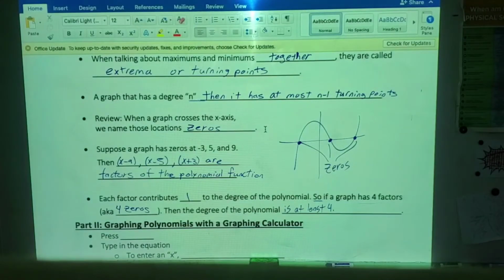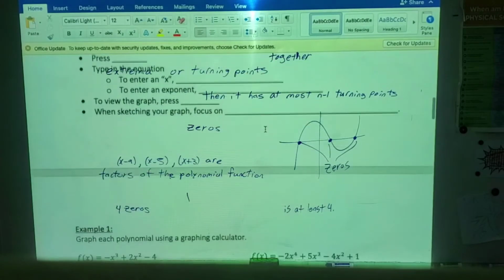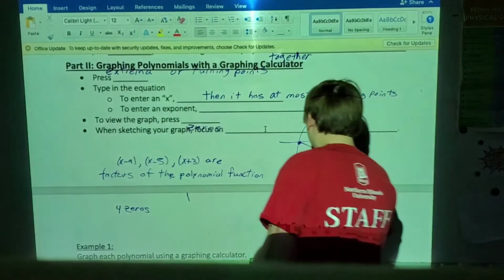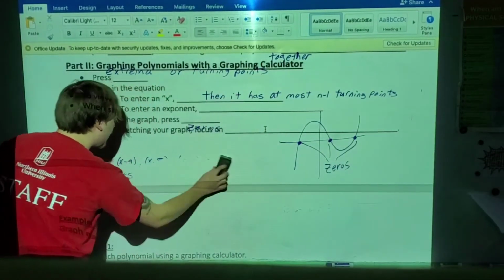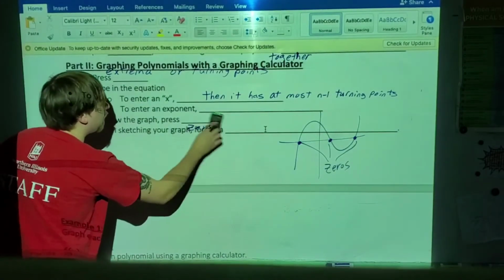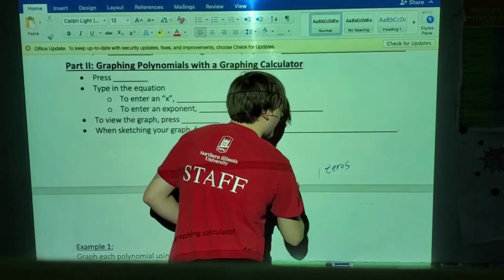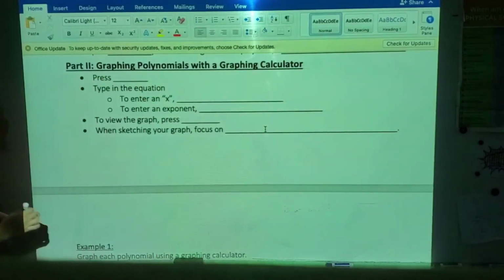Okay. Now, moving on. The next thing we're going to talk about is how to graph a polynomial using a graphing calculator, because graphing one of these things is really laborious, and a lot of times you just have to plug in points and then try and get the shape of the graph. So we tend to focus on those things that we've been talking about so far.